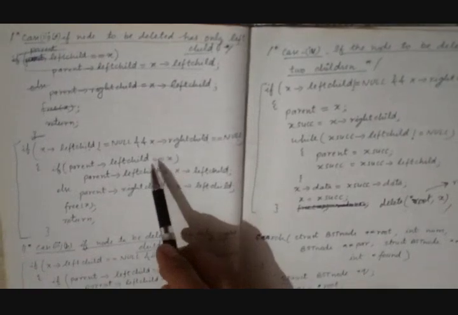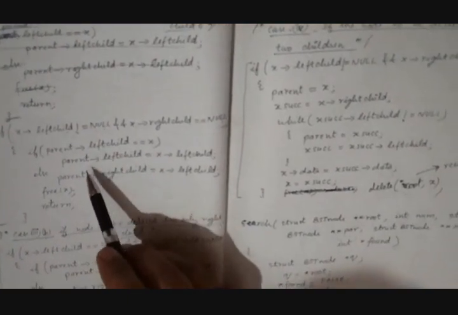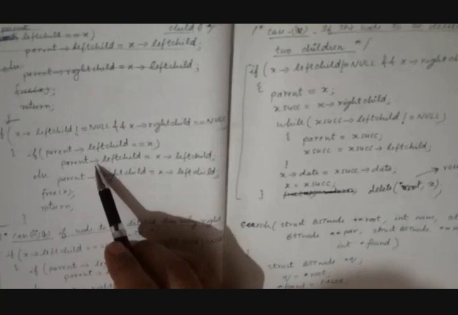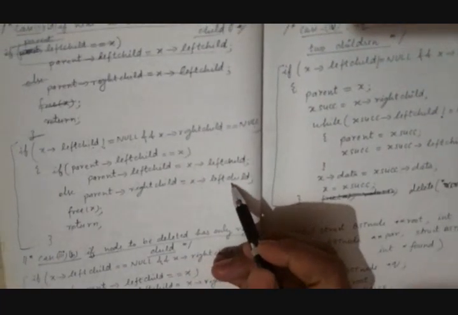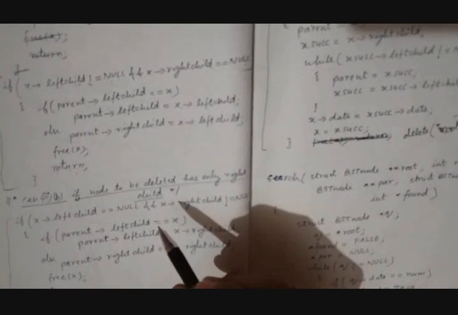If the parent's left child is equal to X, meaning X is the left child of its parent, then the left child of X's parent will be X's left child. Otherwise, if it is a right child, then its parent's right child will be X's left child over here. Then we call a free function and then return over here. Similarly, the third case B, the node has a single child and that child is the right child over here.